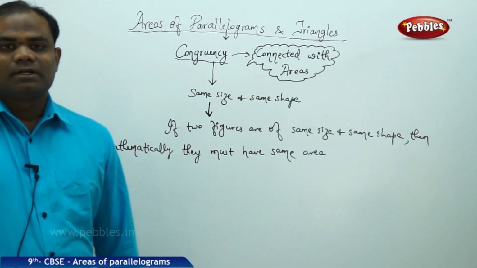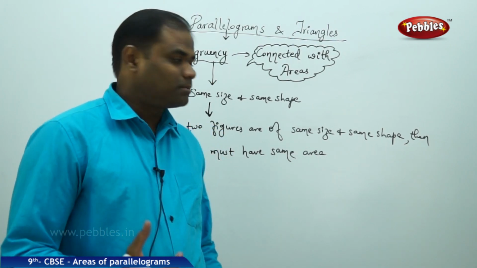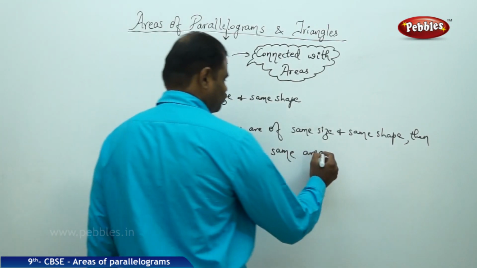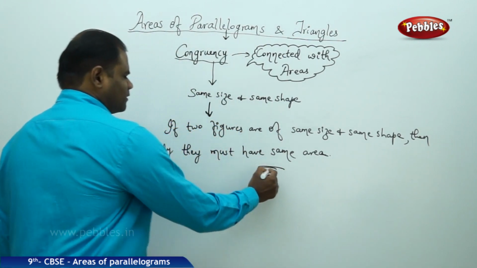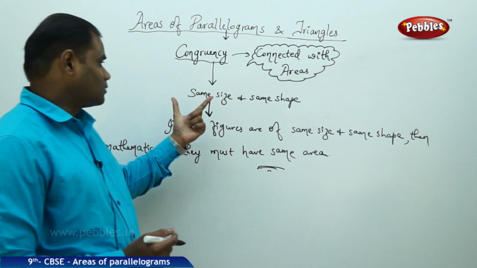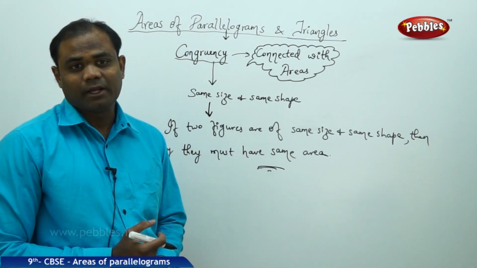That is, the measure of their planar region, or the magnitude of their planar region, must be the same. This is how we define the property. Therefore, when two figures are congruent, not only do they have the same size and same shape, they have the same area.